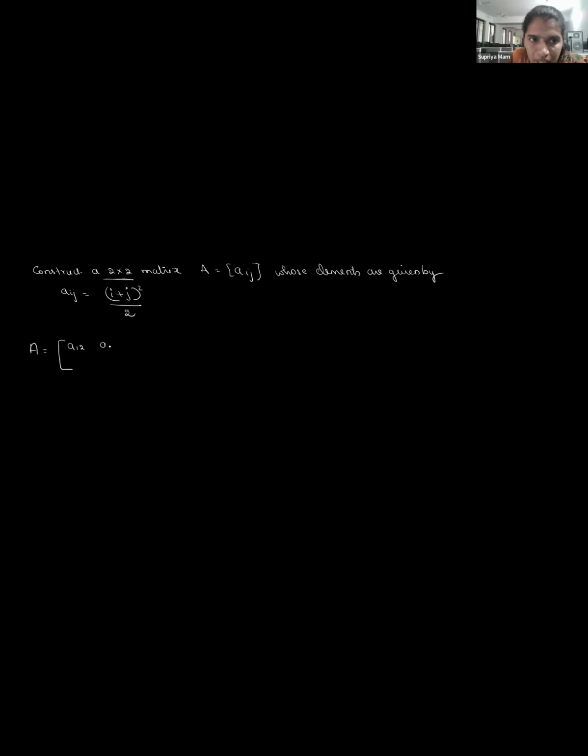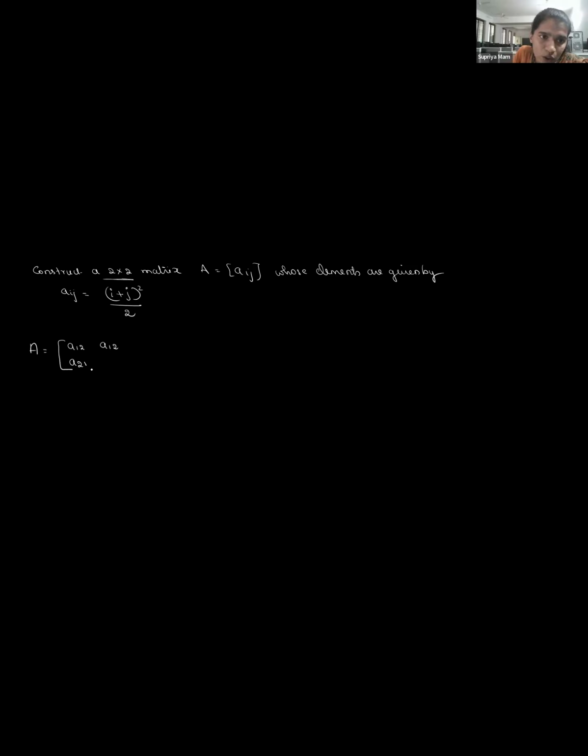First row A11, A12. There is no need to write A13, because there are only 2 columns. If I write A13, there will exist 3 columns. So I'll move to the next.